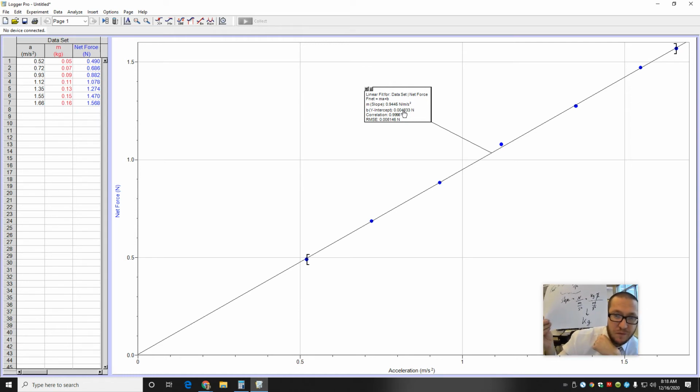Cool, man. The slope of this line is a mass. All right, so what mass is it? Well, it should be pretty obvious here that the only mass it could be is the one we measured. It's the mass of the system.